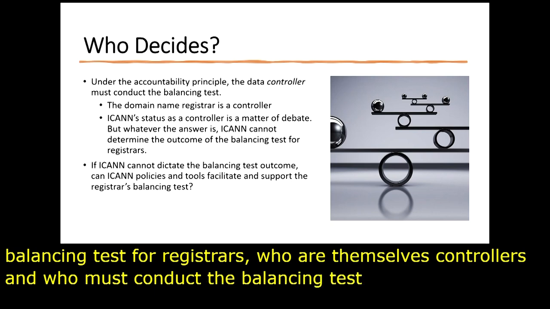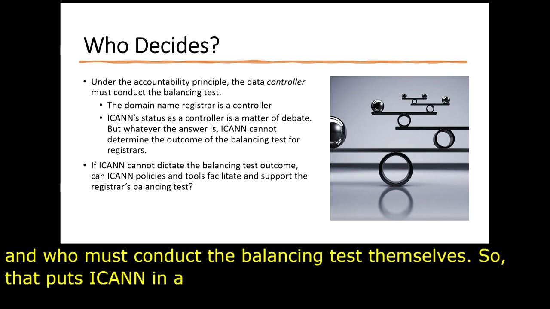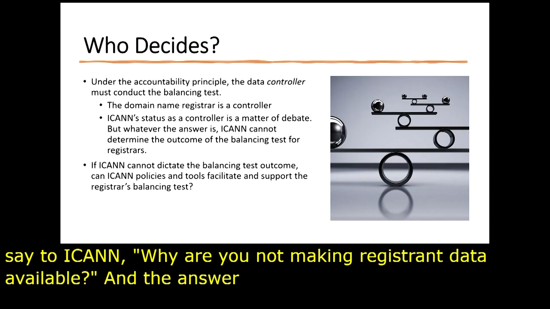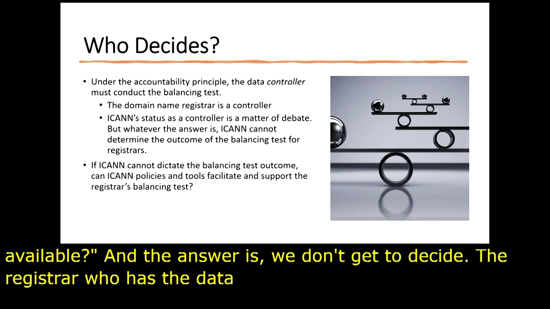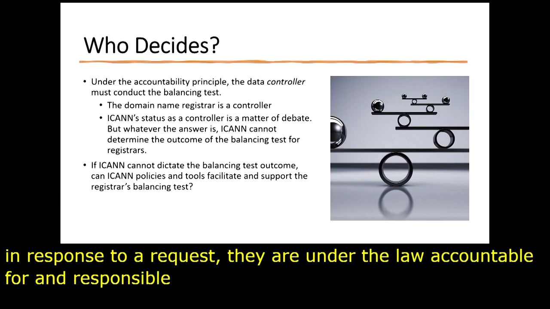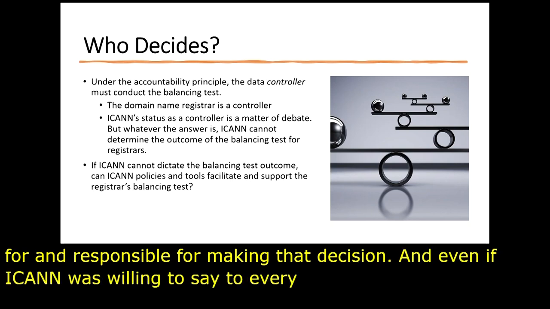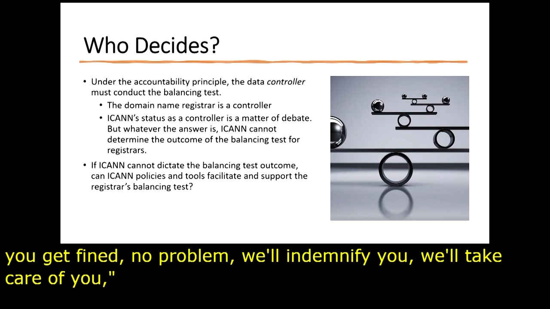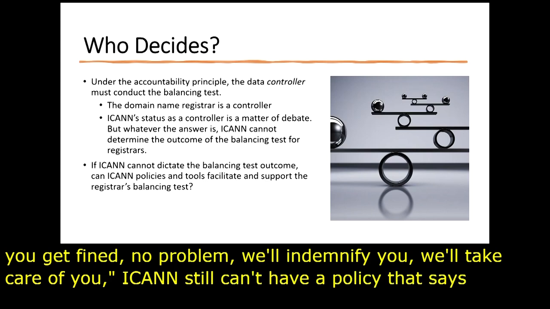So that puts ICANN in a very difficult position, because people say to ICANN, why are you not making registrant data available? And the answer is, we don't get to decide. The registrar who has the data, who is delivering it to somebody in response to a request, is under the law accountable for and responsible for making that decision. And even if ICANN was willing to say to every registrar on the planet, if you get fined, no problem, we'll indemnify you, we'll take care of you, ICANN still can't have a policy that says you must do something that you think is against the law.